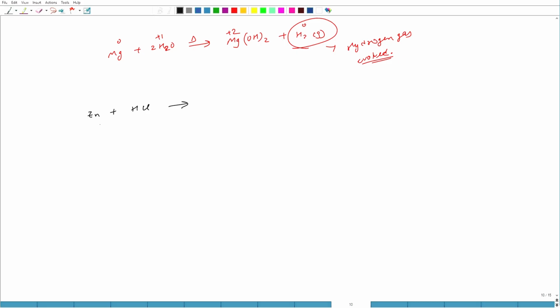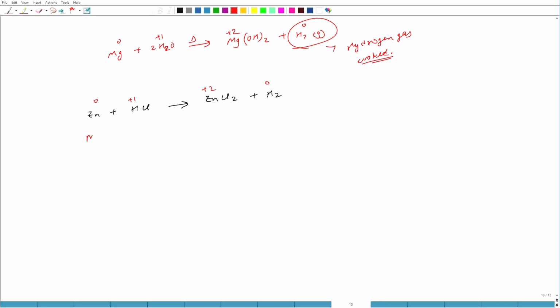For example, zinc. Zinc in the presence of HCl forms zinc chloride and hydrogen gas. Again 0 oxidation goes to +2 and this +1 goes to 0. That means hydrogen has been reduced and zinc has been oxidized. So, this is again an example of a non-metal displacement reaction involving a redox reaction, right.